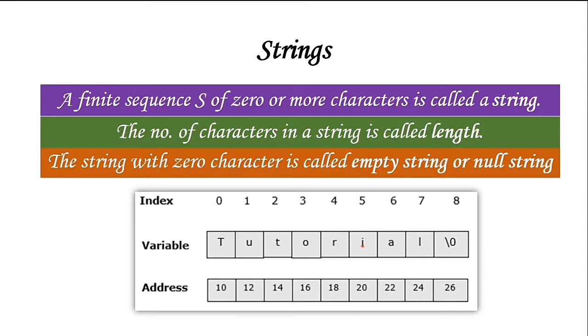So what exactly is a string? It is an array. String is a character array. We can call a finite sequence S of 0 or more characters a string. What do you mean by the length of a string? The total number of characters present in the string is the length of the string. Now suppose there is nothing in this string, then we can call it either an empty string or a null string.